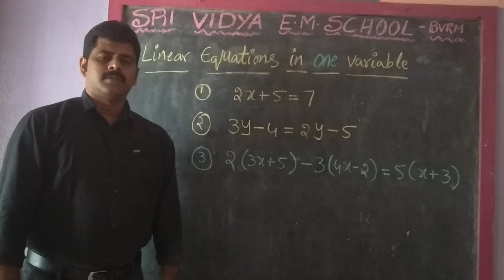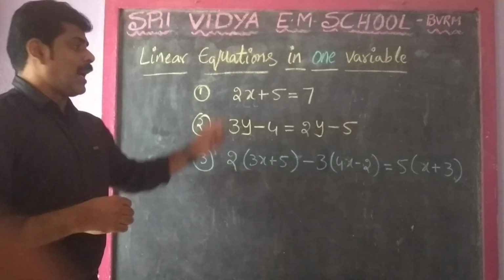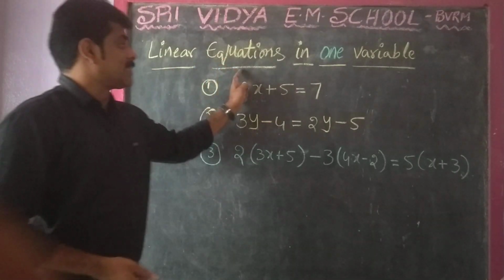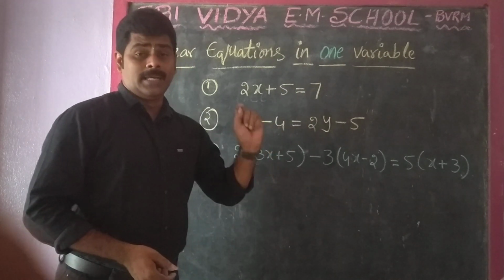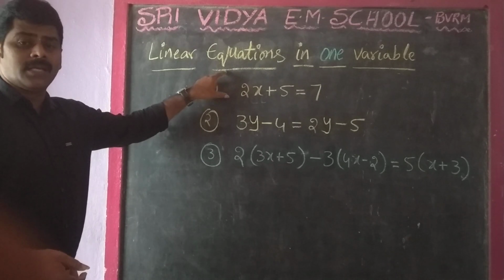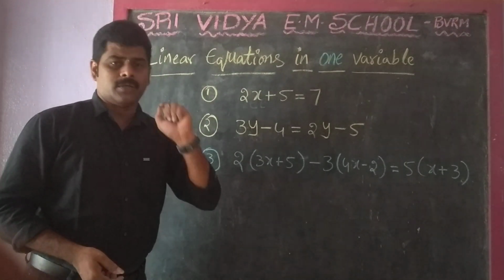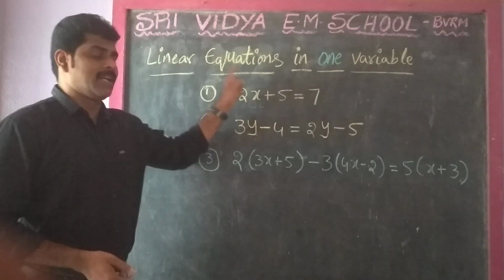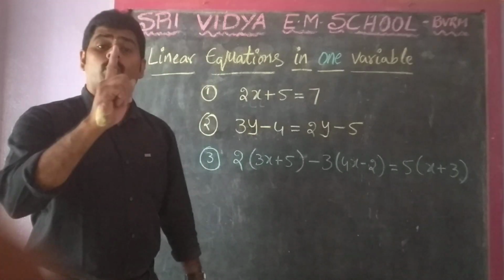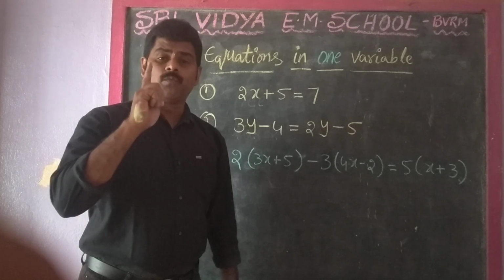Then comes the main concept of our title. What is our title? Linear equations in one variable. What is a linear equation? An equation whose degree is 1 is known as a linear equation. A linear equation that contains only one variable is known as a linear equation in one variable.